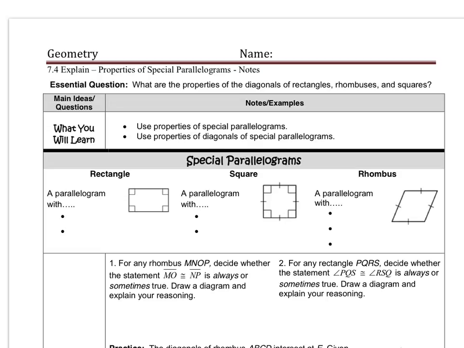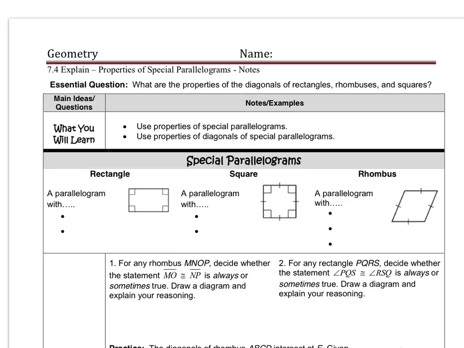Okay, today we're going to talk about the properties of special parallelograms. Now, we already did a lesson on parallelograms, and let's quickly review what we learned. First, we learned that if it was a parallelogram, the opposite sides were parallel, the opposite sides were congruent, the opposite angles were congruent, and the consecutive angles were supplementary.